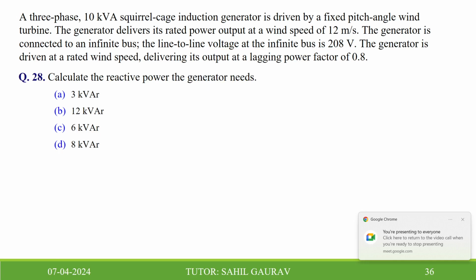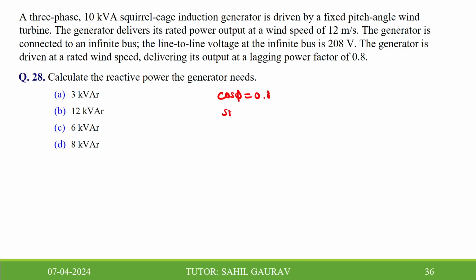Calculate the reactive power the generator needs. So we have all this. Now we have the current value, the generator output current, so we can find the reactive power the generator needs. Since cos phi is 0.8, then sin phi we can write as 0.6. We have generator output current as 27.78 ampere. Line to line voltage is 208 volt.